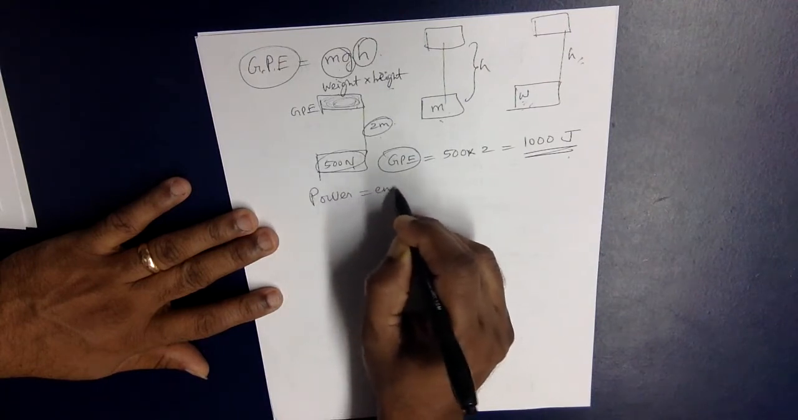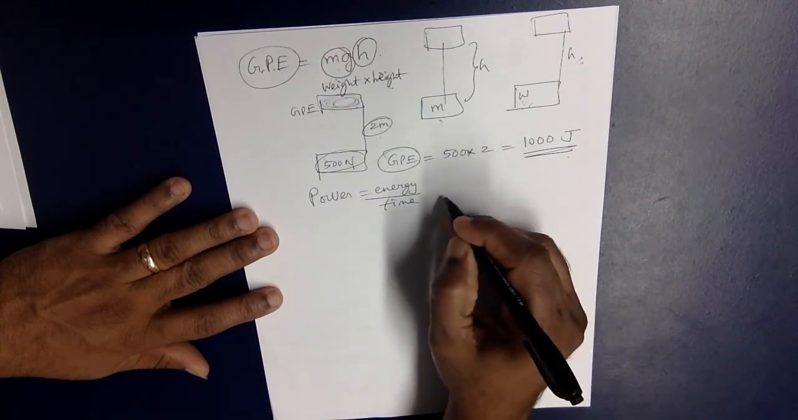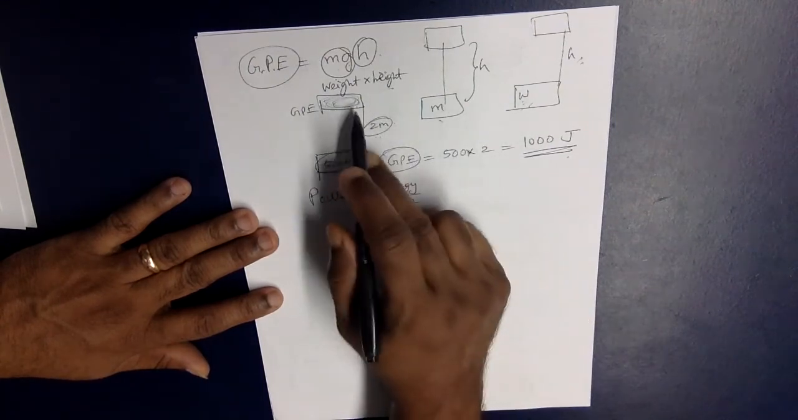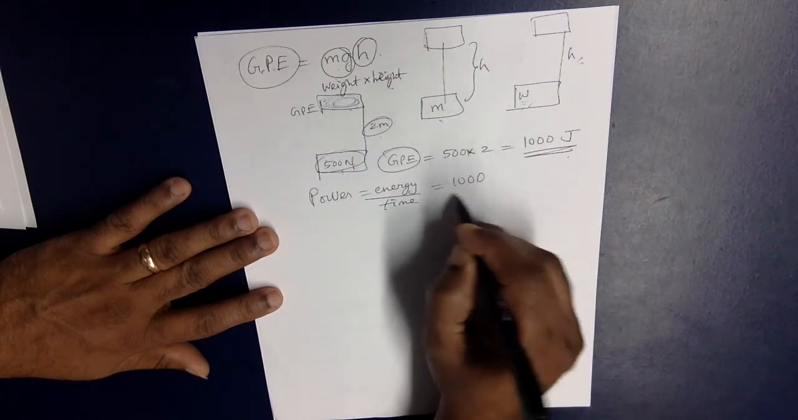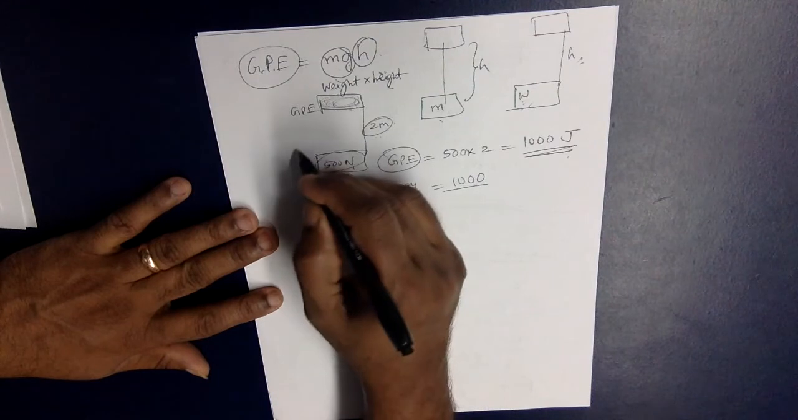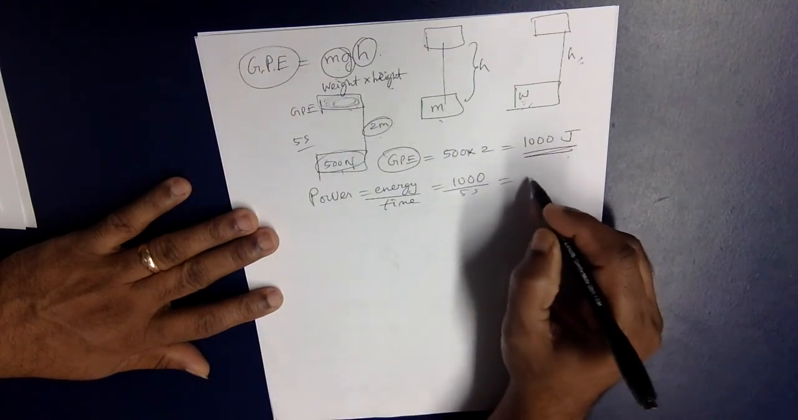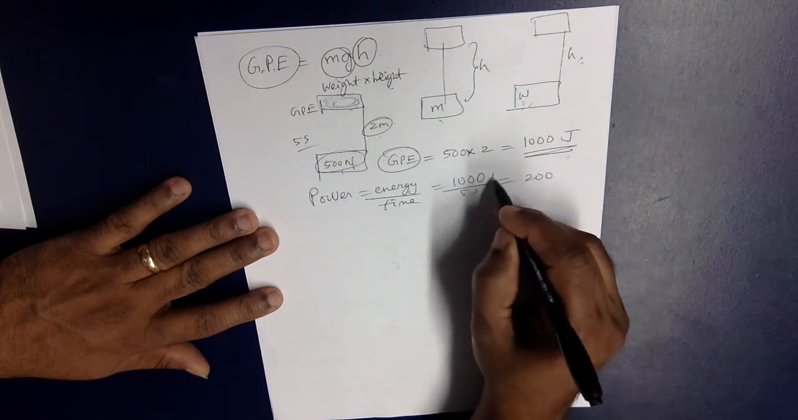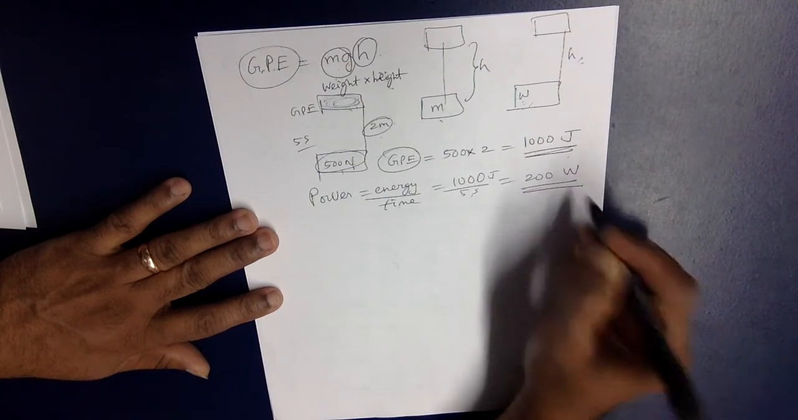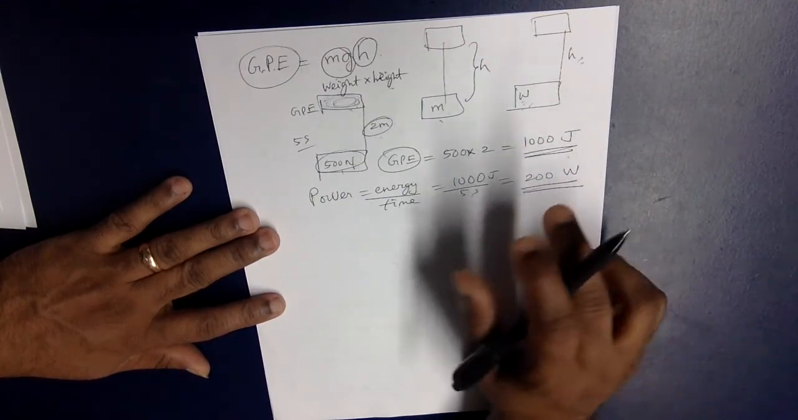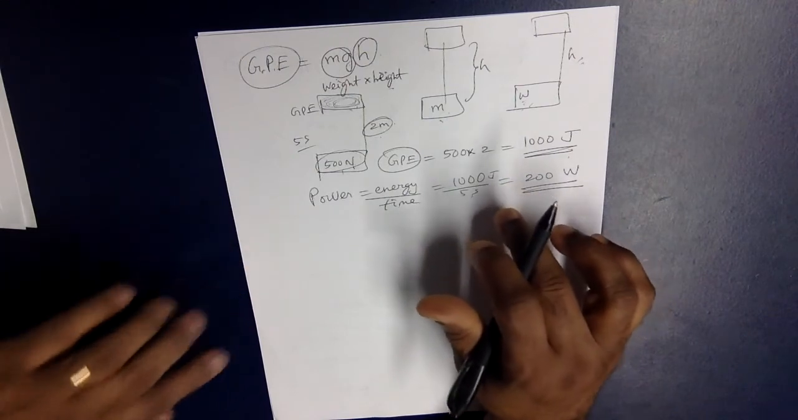Power is the energy over time. And how much energy did I spend to take it up from here to here? I spent 1000 joules. So 1000 divided by how much time? Let's say I did it in 5 seconds. So that's going to be 200 joules per second. Joule per second is watt. Okay. So make sure you are clear with that information.